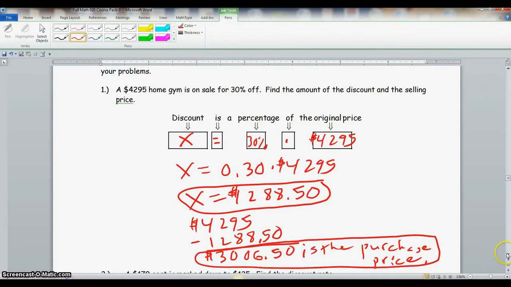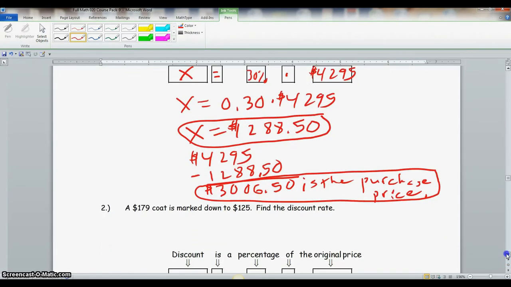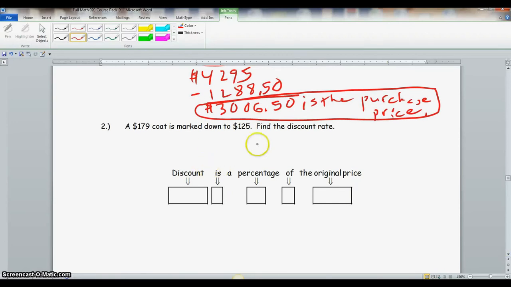Okay, now we scroll down here. It says a $179 coat is marked down to $125. Find the discount rate. Now the original price of the coat is $179, so let's put that here. We have of, which is multiplication. We don't know our percentage, and we know is equal. Now here's the problem. We need to know the discount.